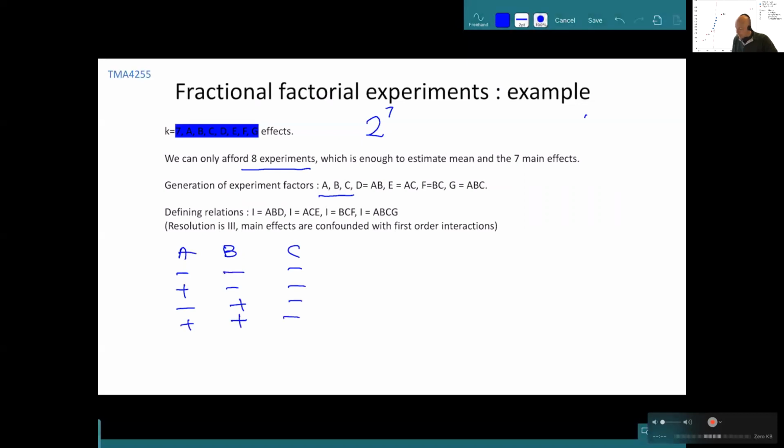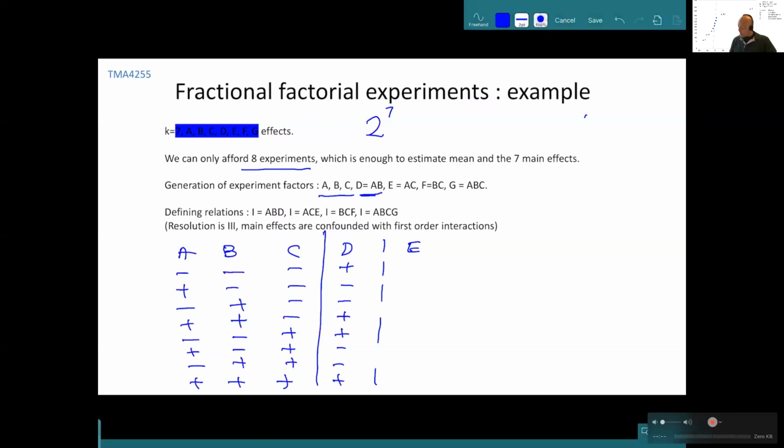I count in a binary setting. Of course, when I do the experiments, I will not do it in this order. I will randomize, but this is a good way of counting. So this is 8 experiments, and we let ABC vary freely. Now, when I come to D, I will say that D is confounded with AB. So I form D as the product here of AB. So that means plus, minus, minus, plus, plus, minus, minus, plus.